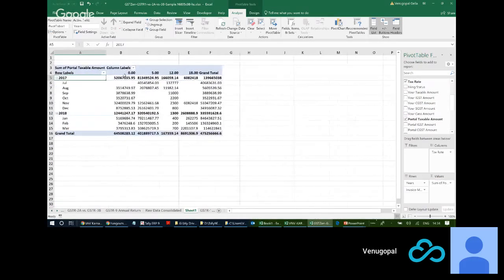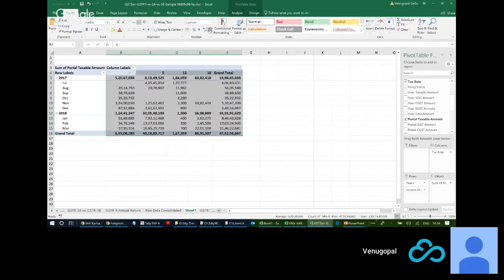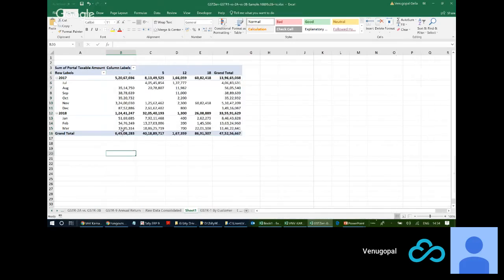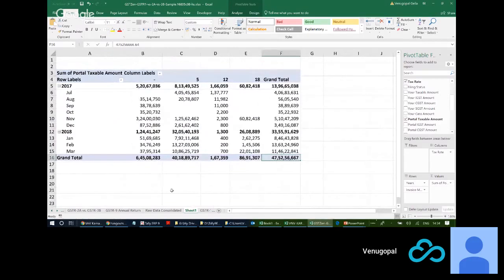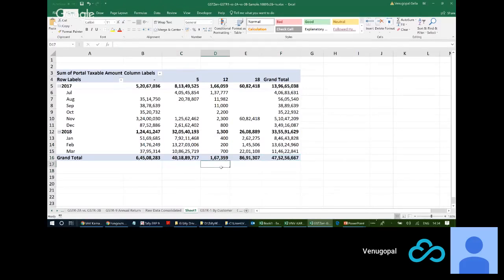Now for filling the data in table number 9, you need the total turnover rate-wise, month-wise. So how much is the turnover? In this case, 47 crores 52 lakhs is the turnover. This turnover is segregated into 0% turnover of 6 crores 45 lakhs, 5% turnover of 40 lakhs, 1 lakh 67 in 12%, and 18% turnover of 86 lakhs 91,000.